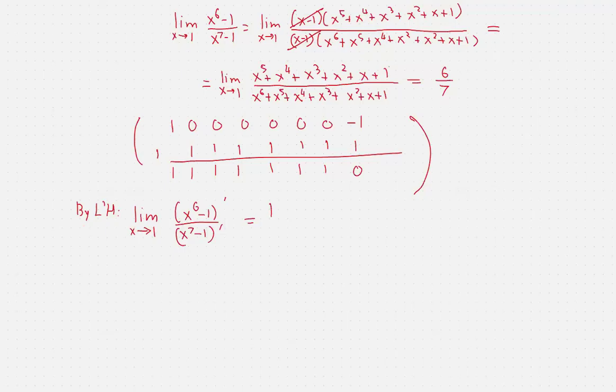And you see now what happens. This is very, very simple. You just plug in 1 and you get 6 over 7 in a heartbeat. And of course, you have to acknowledge that the initial limit is 6 over 7.